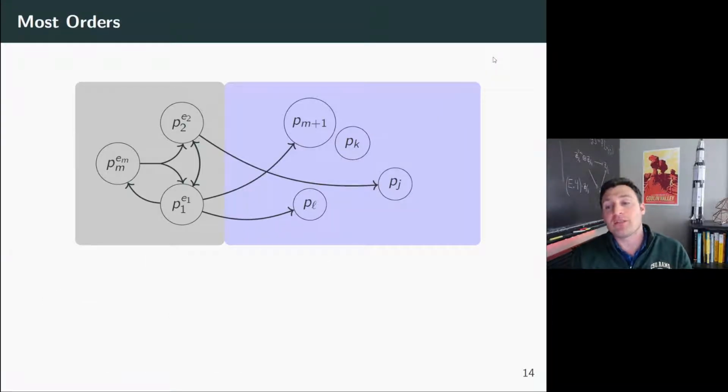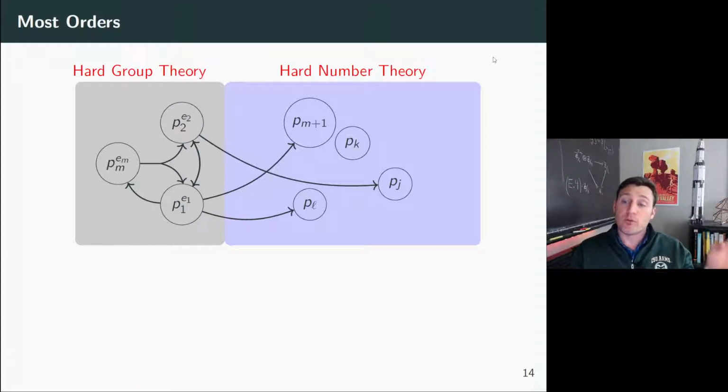And what's happening here is actually something that happens to most orders. What we actually have is the big clump of primes on one side, and then the disconnected primes. That makes hard group theory in the gray, and hard number theory in the blue. These are huge primes with discrete log problems.